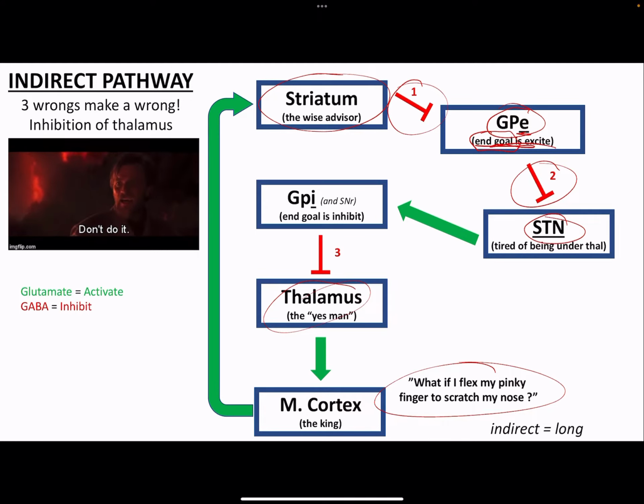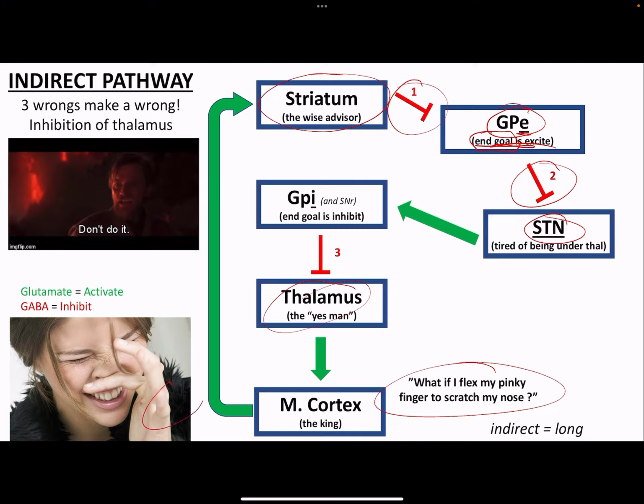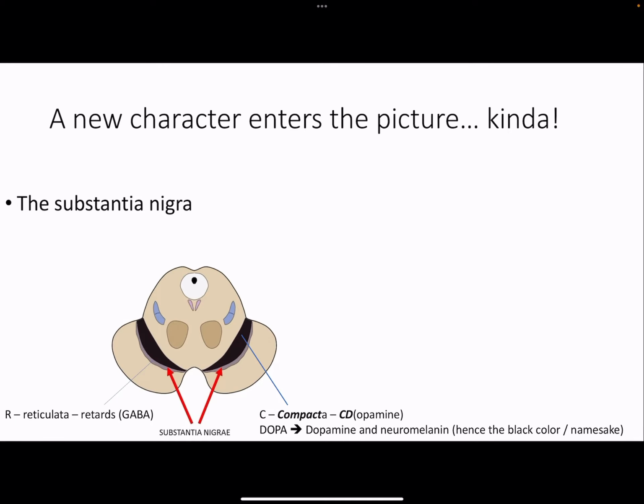We do not want to flex our pinky. So again, pinky is not flexed. And again, the direct pathway says we will flex our pointer finger. Also, just note that the indirect pathway is a bit longer. Okay, and that's the simple version, believe it or not.